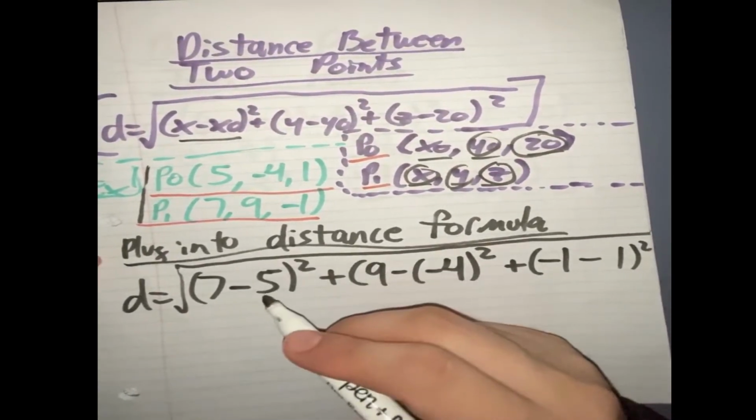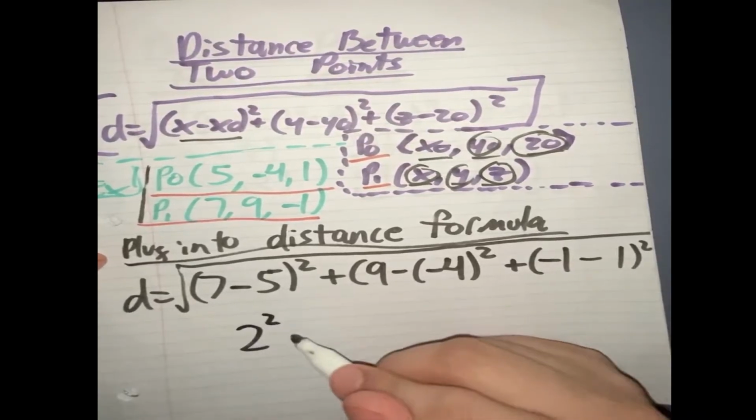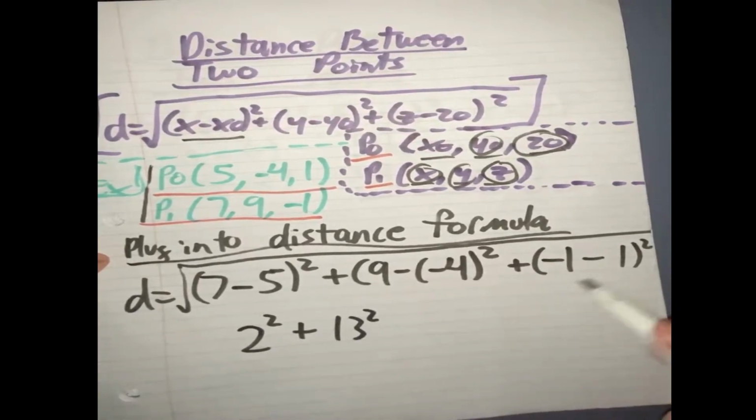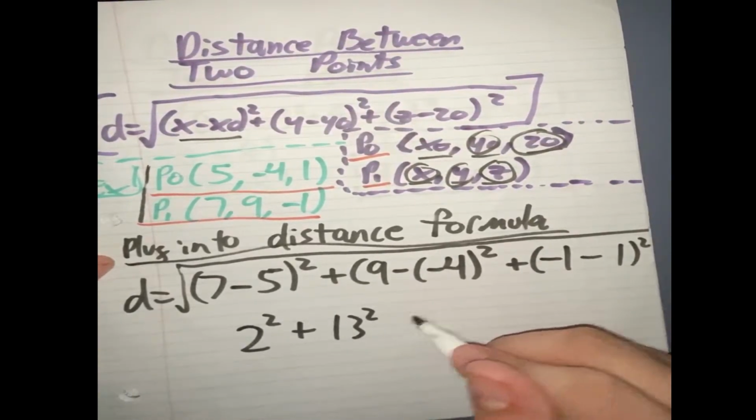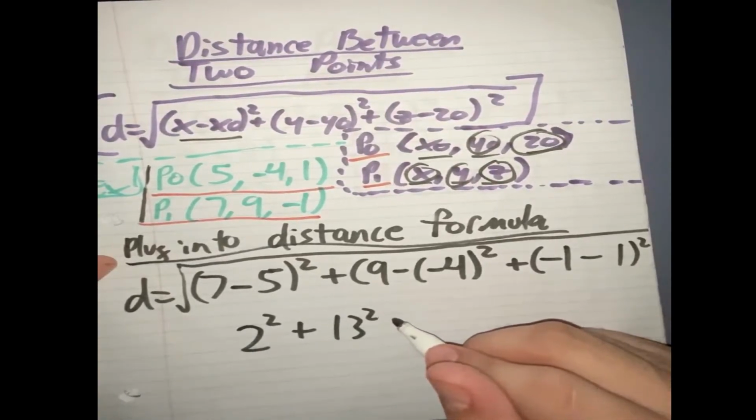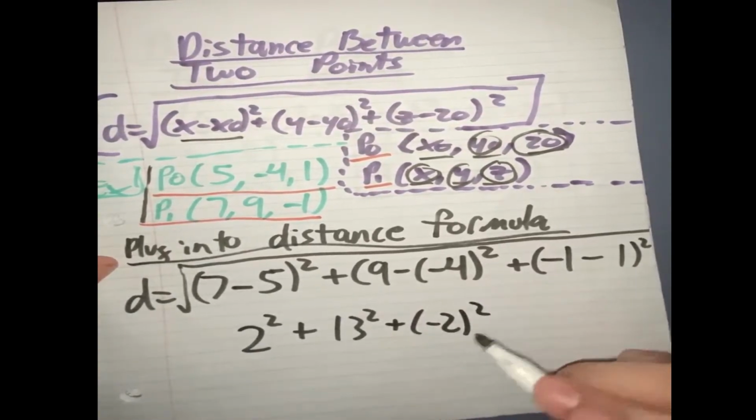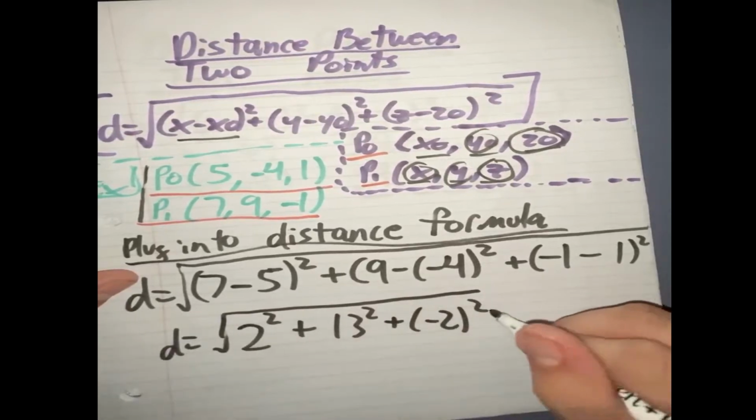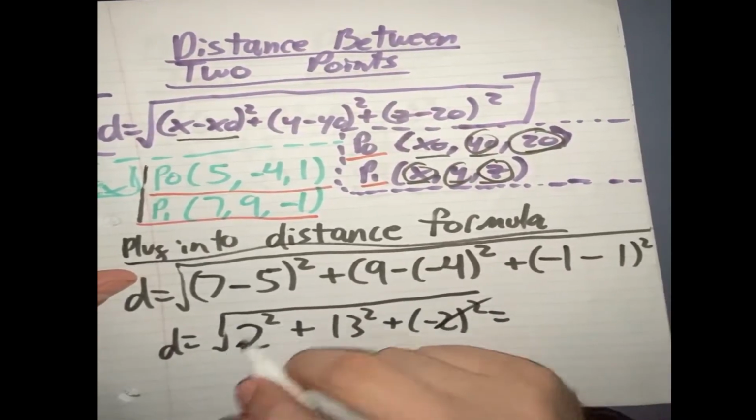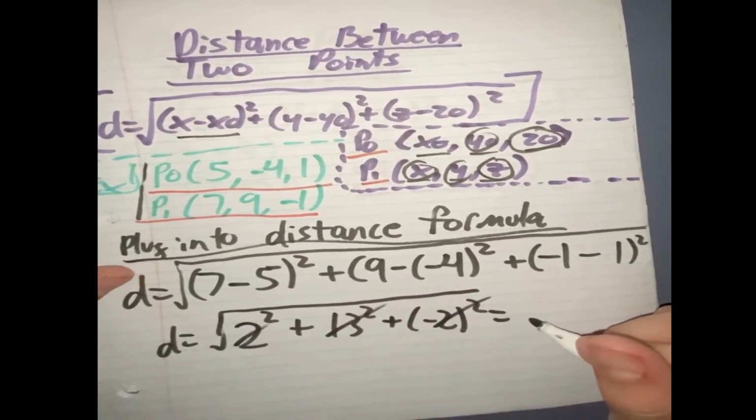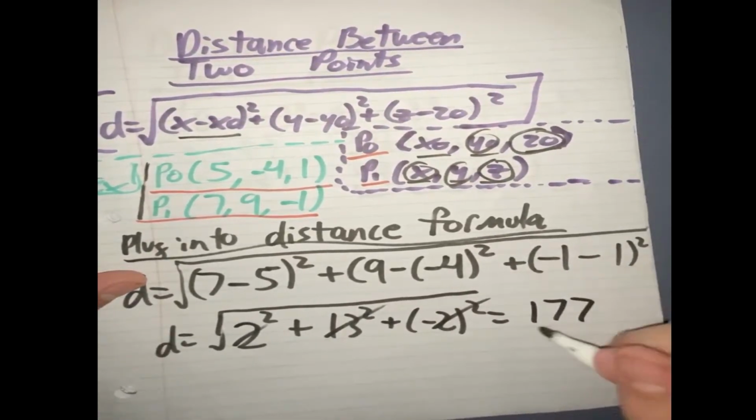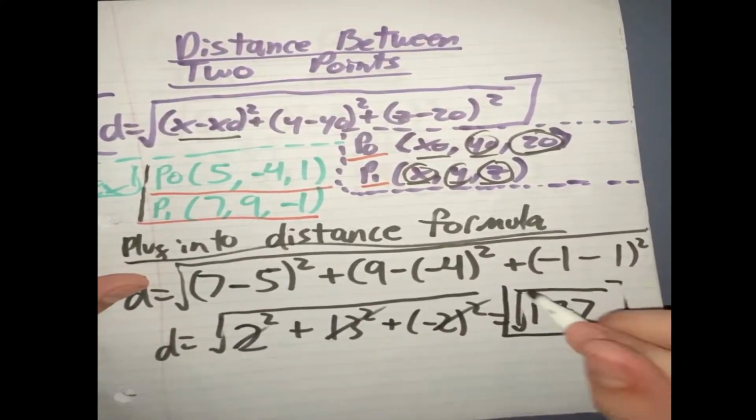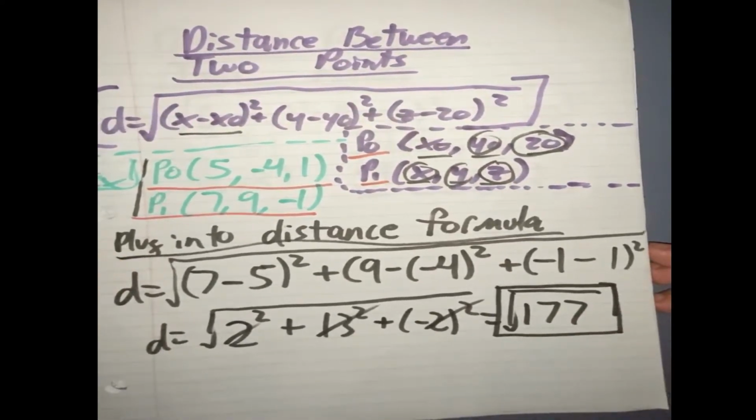So whenever we simplify this, we get 2 squared plus 13 squared plus negative 2 squared. And then we simplify this a step further, and we get 4, 8, 169. So 169 plus 8 is equal to 177 inside the square root. And that's how you find the distance between 2 points.